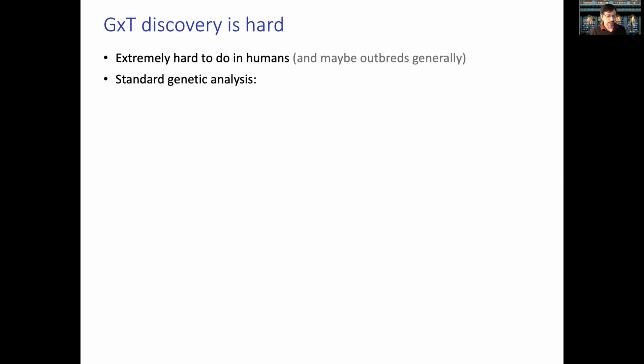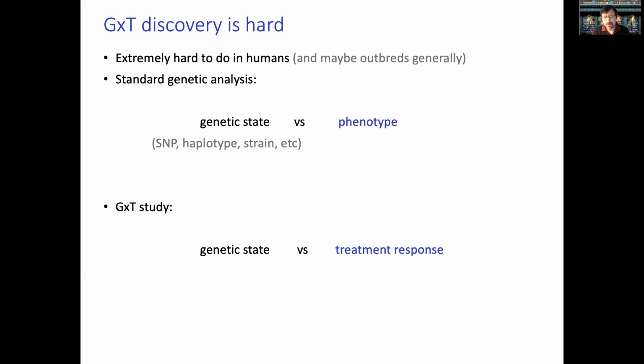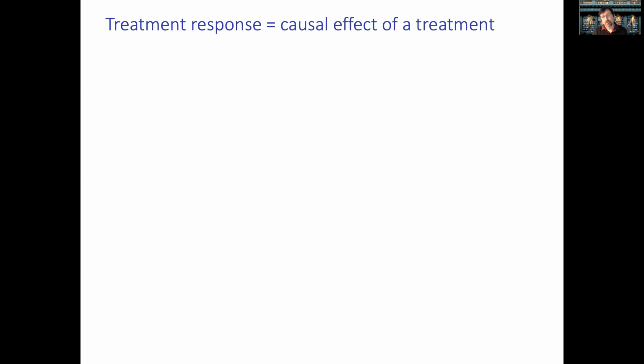And the reason why is that in the standard genetic analysis, you're associating genetic state with a directly measured phenotype. But in a G by T study, you're associating genetic state with treatment response. What is a treatment response? Well, treatment response means the causal effect of a treatment.